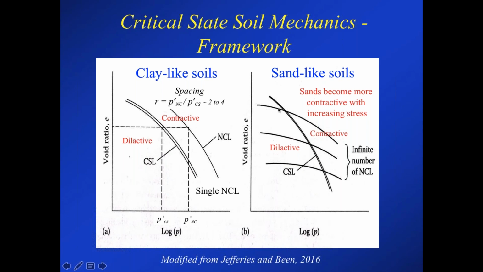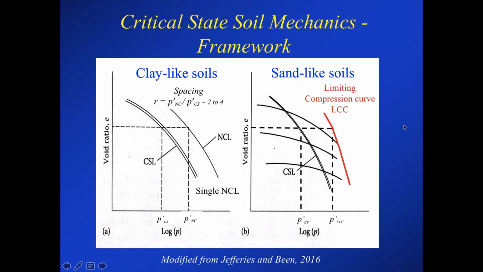And for sand-like soils, it's similar. You've got a critical state line, generically shown here. The big difference for sands is that they don't have a single normal consolidation line. You can actually make sands to a range of different void ratios and stress. So in a sense, they have an infinite number of consolidation lines. And so, of course, if you have a sand that's relatively loose, it may initially be on the dilative side, but as you consolidate it down, the void ratio does decrease, it gets denser, but it begins to cross the critical state line, and so it does tend to become more contractive with increasing stress.